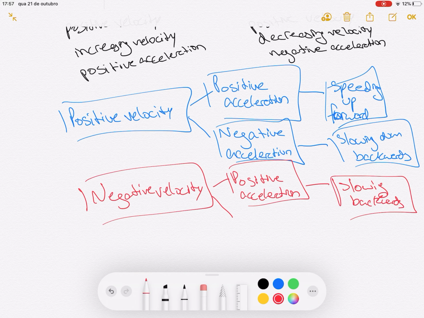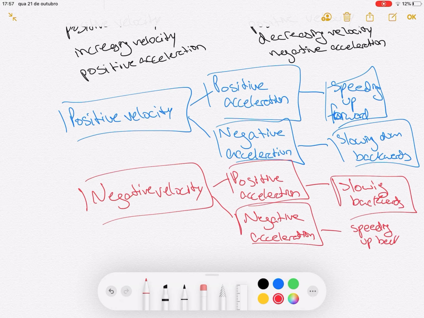But if we have a negative velocity and a negative acceleration, then we have the object speeding up backwards.